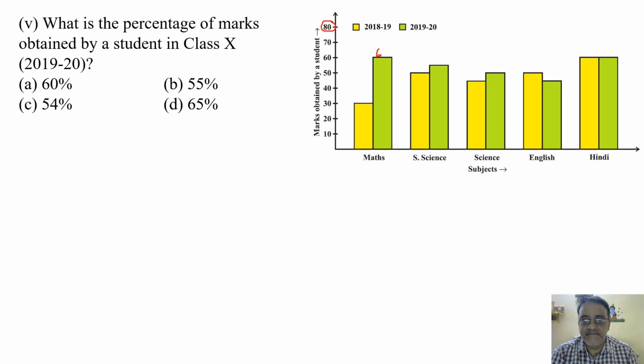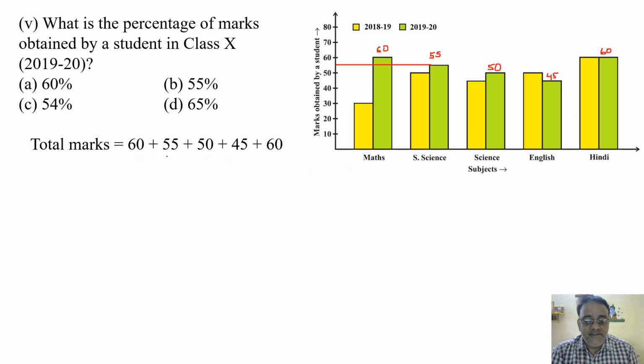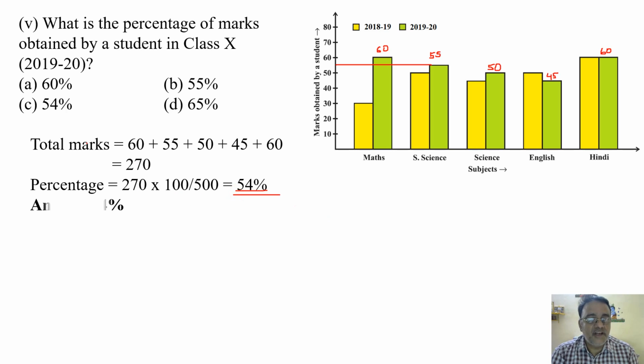Right. 60, 55, ठीक है, एकदम बीच में है ये. So 55 and this is 50 and this is 45 and the last one is again 60. So we have to add all these numbers. So 60, 55, 50, 45, 60, we are getting 270 out of 500, right? So 5 subjects, 500. So divided by 500 into 100, we are getting 54%. So the correct option is option C, right?